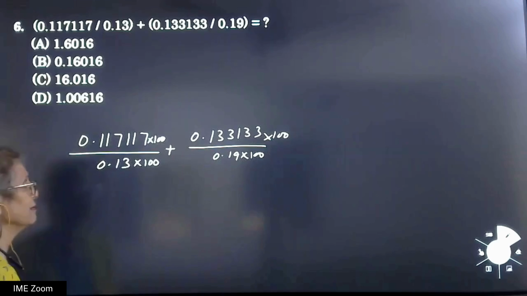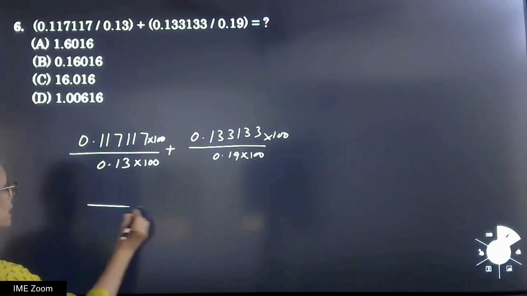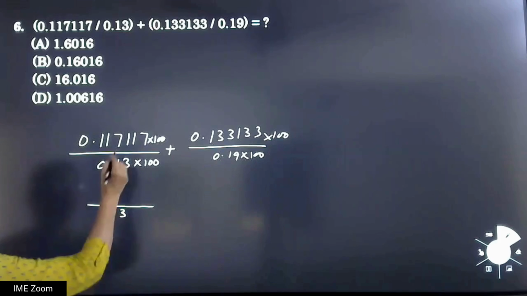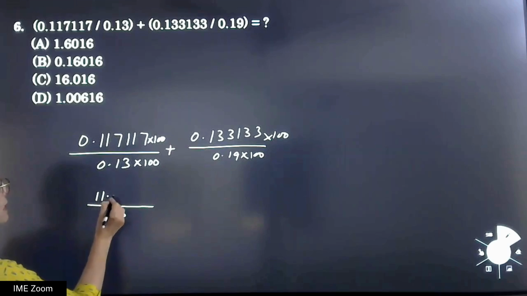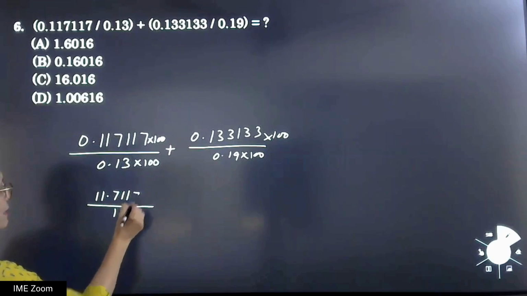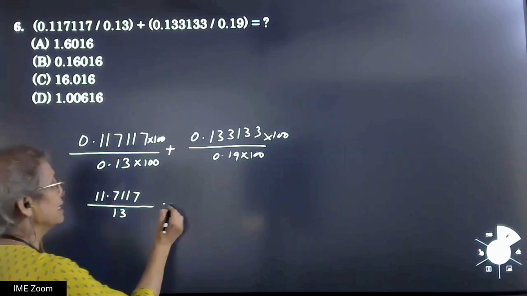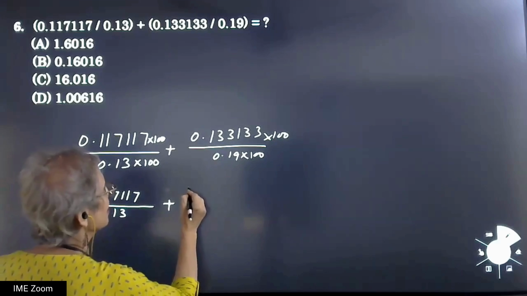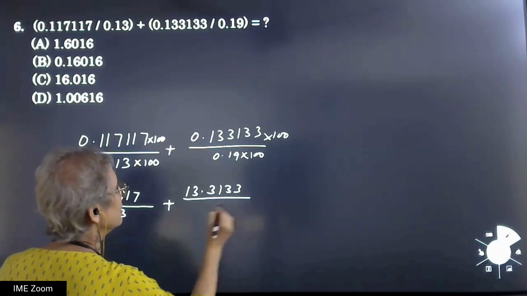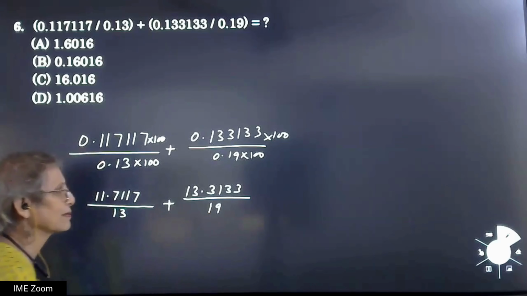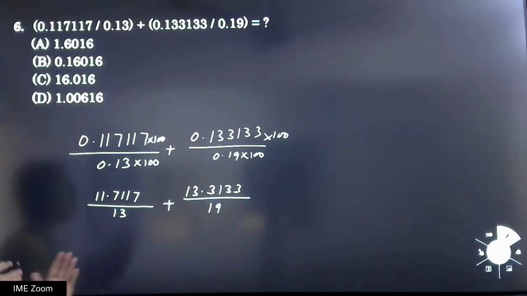Equivalent fractions we have done. So what will happen? Denominator will be 13. And here it will be two places this side. So it is 11.7117 plus here also it is 13.3133 upon 19. Right? And now this number, if you know the table, 13's table, it is 13 9s are 117. Right? And here it is 7s are.